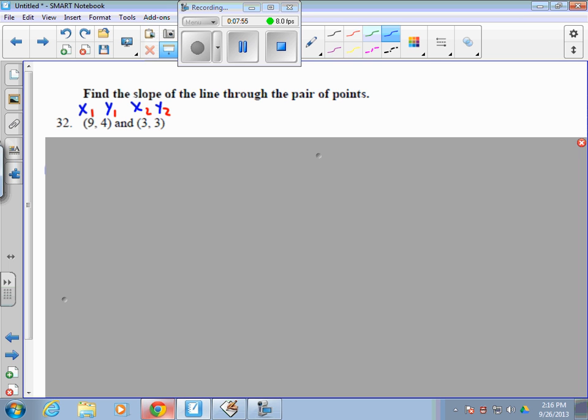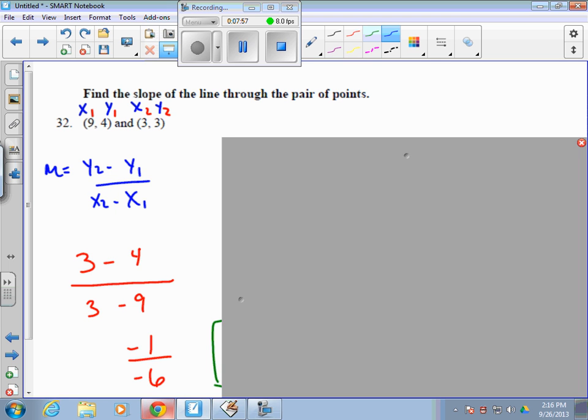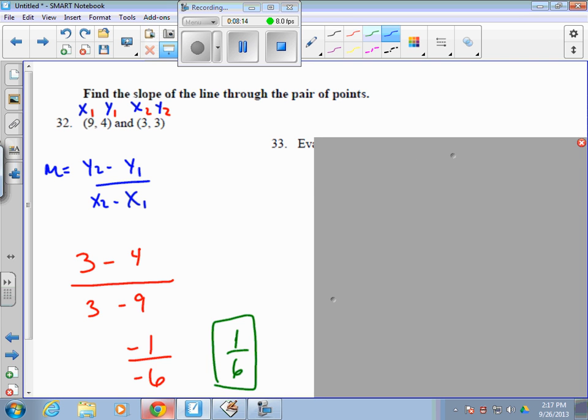Find the slope passing through these pair of points. Your slope formula is y sub 2 minus y sub 1 over x sub 2 minus x sub 1. Y sub 2's value is 3 minus y sub 1 is 4, over x sub 2 is 3 minus x sub 1 is 9. 3 minus 4 is negative 1. 3 minus 9 is negative 6. Negative 1 divided by negative 6 is positive 1 over 6 as your slope.